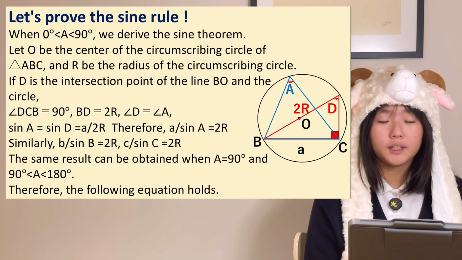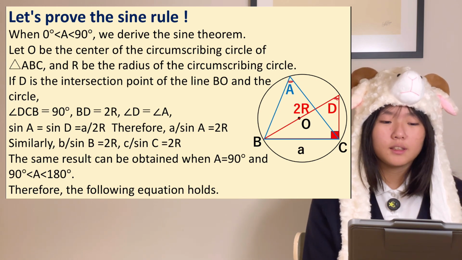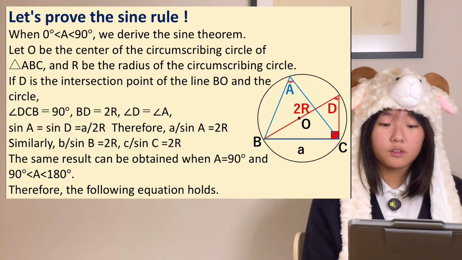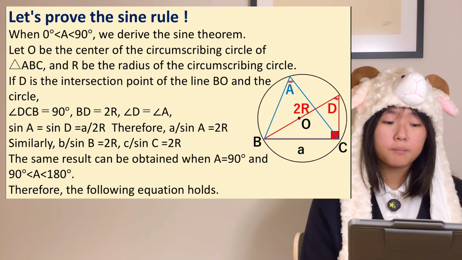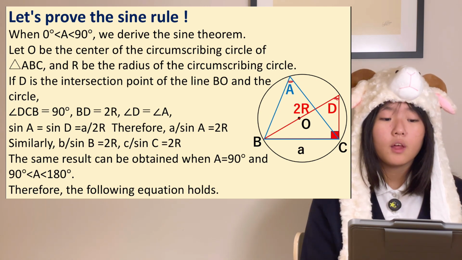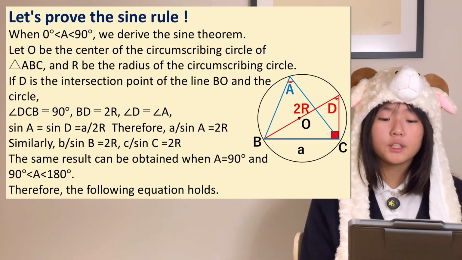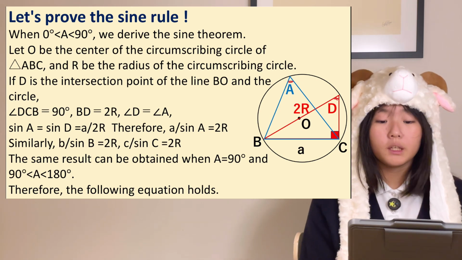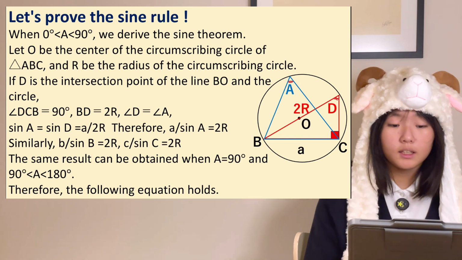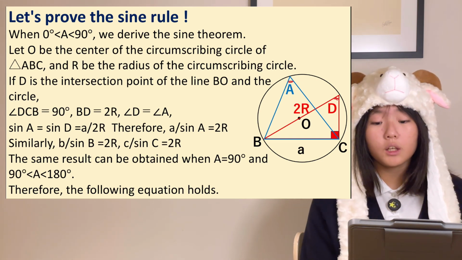Now let's prove the sine rule, because proving the sine rule is a question that examiners like to put in exams. When angle A is greater than 0 but smaller than 90 degrees, we use the sine theorem. Let O be the center of the circumscribing circle of the triangle ABC, and R be the radius of the circumscribing circle. If D is the intersection point of the line BO and the circle, then angle DCB equals 90 degrees, BD equals 2R, and angle D equals angle A.